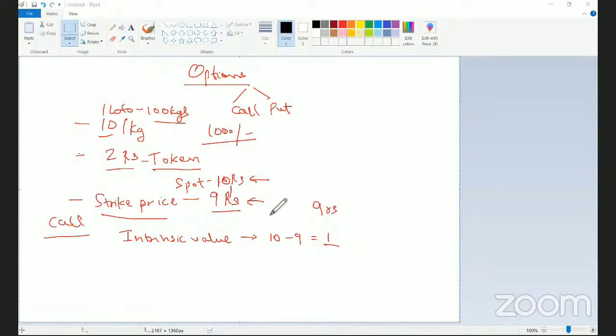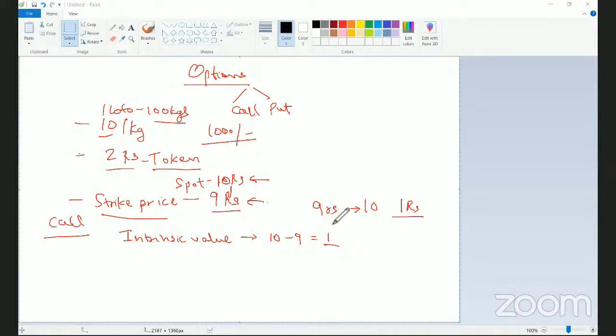I entered into a contract at 9. What is the prevailing market price? It is 10. So if I immediately buy at 9 and exercise it at 10, don't you think I have a windfall gain of 1 rupee? Is there any free lunch in this world? No. Which means your option price should be at least 1 rupee. If your option price is at least 1 rupee, which means you have paid 1 rupee already.